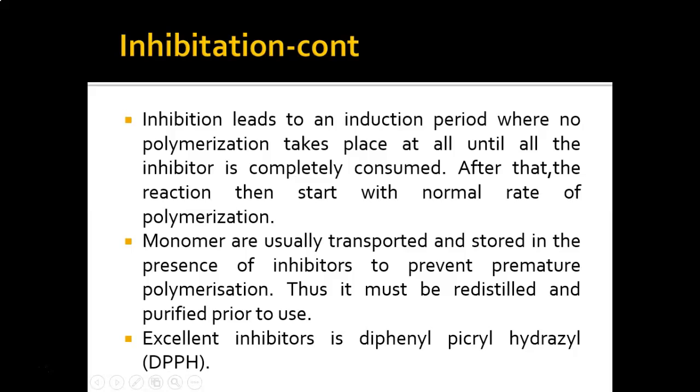Inhibitions lead to an induction period where no polymerization takes place at all until all the inhibitor is completely consumed. After that, the reaction then starts with the normal rate of polymerization. Monomers are usually transported and stored in the presence of inhibitors to prevent premature polymerization. Thus, it must be redistilled and purified prior to use. An excellent inhibitor is diphenyl picrylhydrazine, or DPPH.